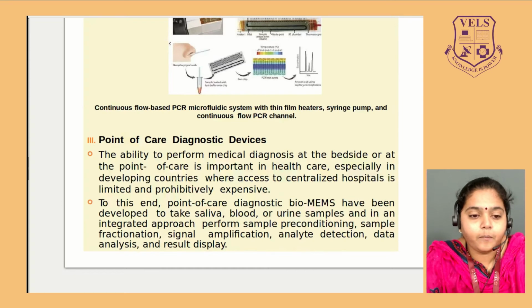Next is the point of care diagnostic devices. The ability to perform medical diagnosis at the bedside or at the point of care is important in healthcare, especially in developing countries. To this end, point of care diagnostic biomems have been developed to take saliva, blood, or urine samples and in an integrated approach perform sample preconditioning, sample fractionation, signal amplification, etc.